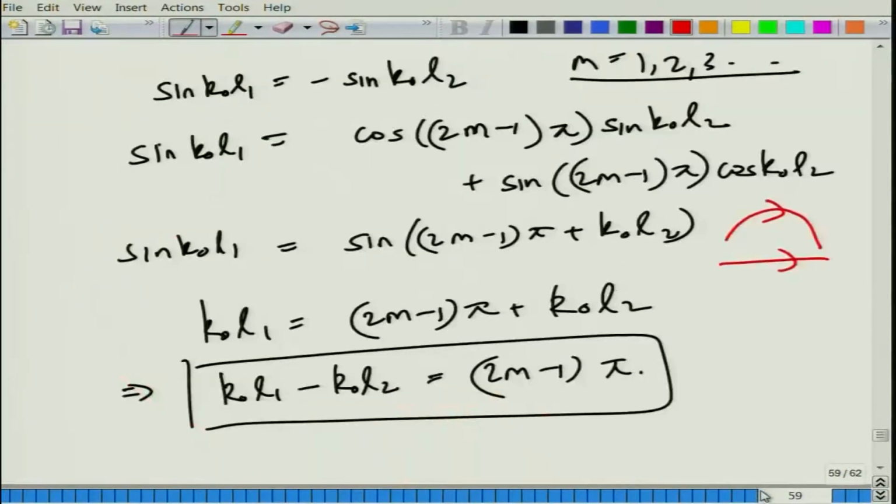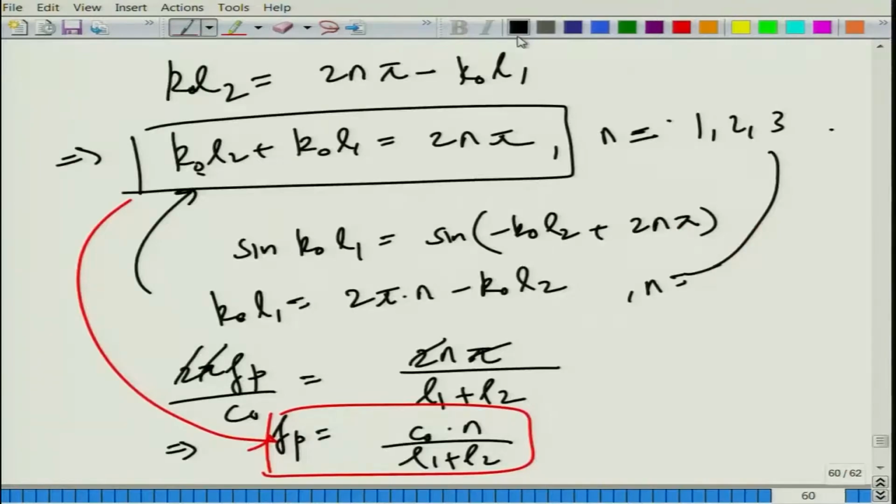What about the other condition? So, the other condition will fetch you the following relation. This is your fp is equal to (2m minus 1) by 2 into C naught into (L1 minus L2), or L2 minus L1, depending on whichever is greater. m is 1, 2, 3, 4. So, we can work out a couple of interesting cases.